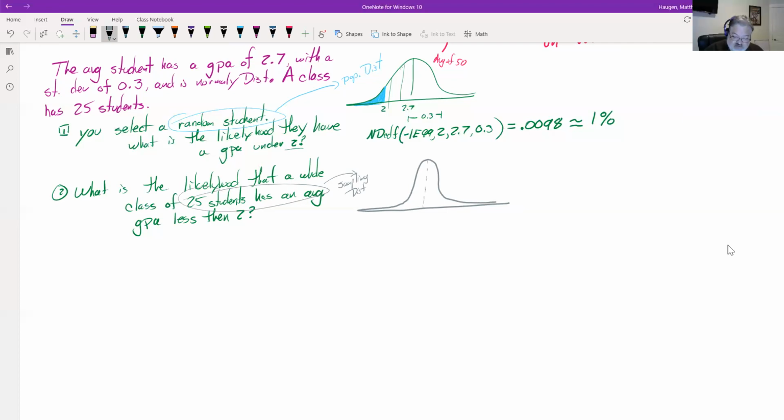Now, the sampling distribution still has an average of 2.7, because still the average class of 25 students will have an average of the normal average. Average of the average is the average. It is fun to say that, because in that statement, each of those 3 averages are different. The average in the sampling distribution of the averages, each of the averages in the sample distributions, is the average of the population. They're all different averages. It's fun.